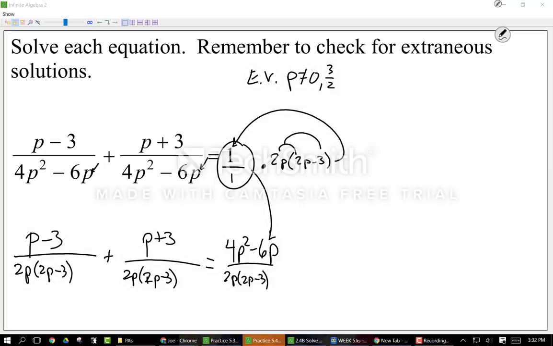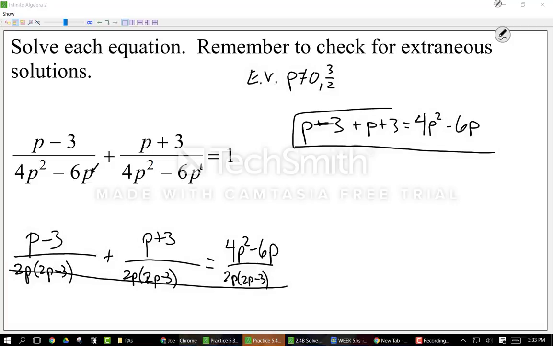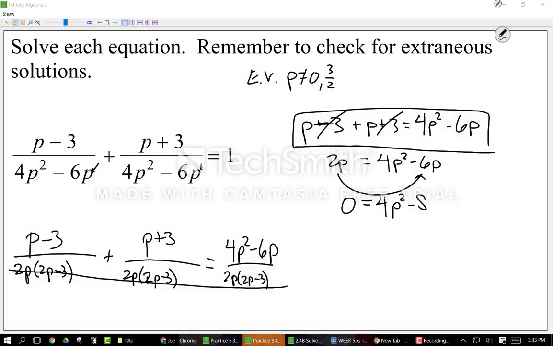So that's step 2. Step 3, eliminate denominators. And let's rewrite what I got left. I got p minus 3 plus p plus 3 equals 4p squared minus 6p. That's what I have so far left right there. Now let's combine like terms. P plus p is 2p. Negative 3 plus 3 is 0, so those are gone. Equals 4p squared minus 6p. Bring the 2p over. I get 0 equals 4p squared minus 8p.